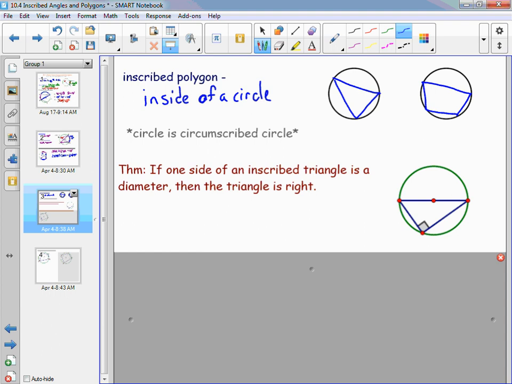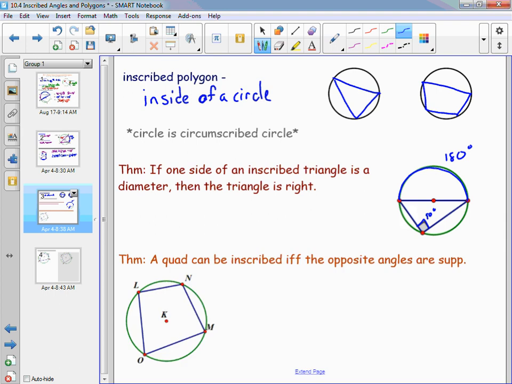One of the theorems in this section: if one side of an inscribed triangle is a diameter, then the triangle is a right triangle. And it makes sense. We have a diameter, which is 180 degrees, and we know from our work with inscribed angles that this angle would be half of 180 or 90 degrees. So this theorem is just simply stating what we have been seeing.